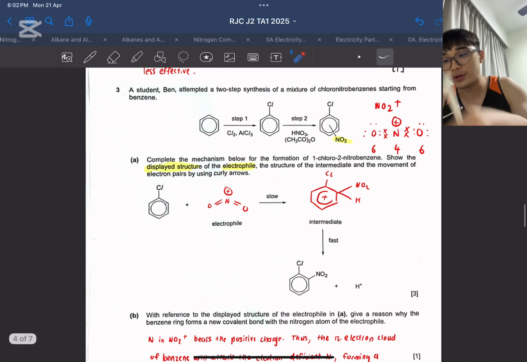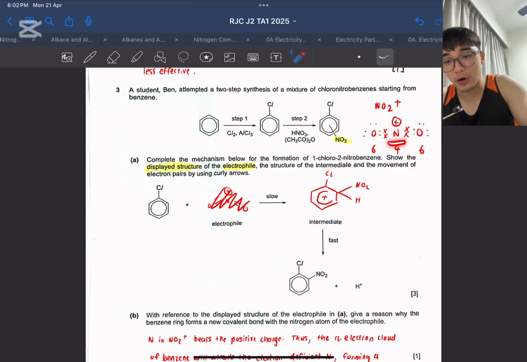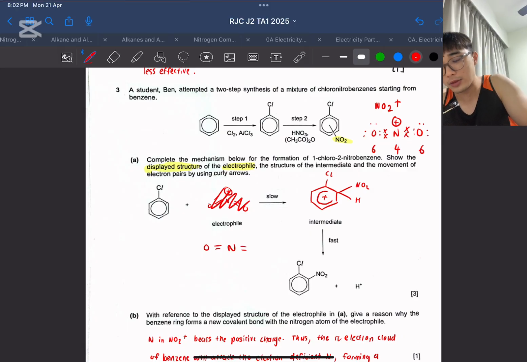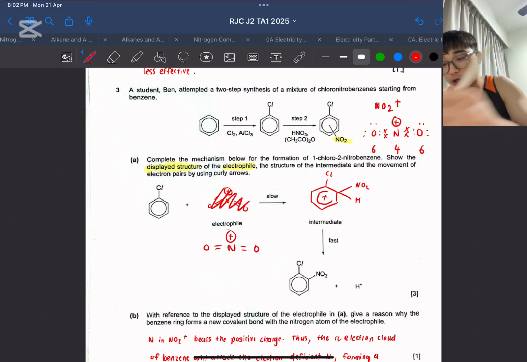So when you draw out your displayed structure, double bond here, okay? And then there's a plus charge over here. Okay, by right, this shouldn't be bent like this because there is no lone pair on this nitrogen. So by right, it should just be a linear shape like that. 2 bond pairs and no lone pairs. So there's a positive charge on this end.